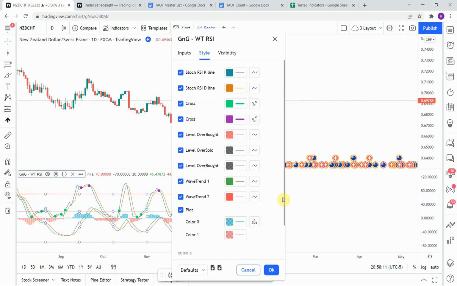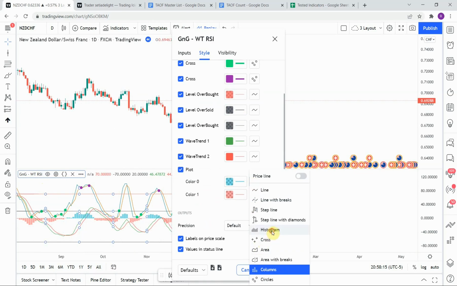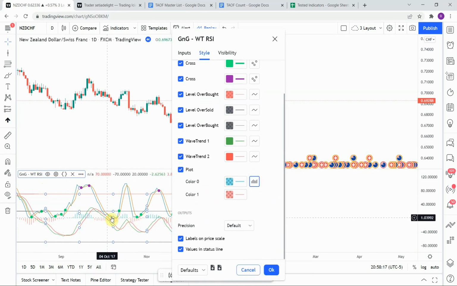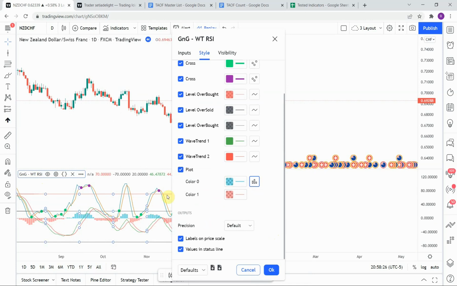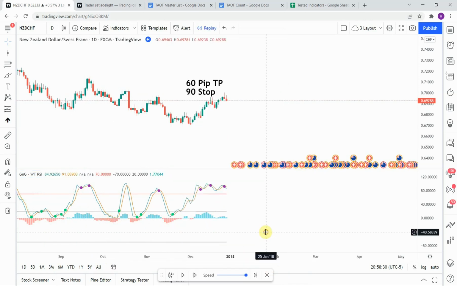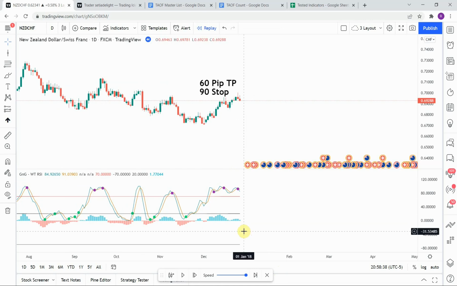And so what I'm going to do is make a slight modification to this. Originally the wave trend histogram was set to the histogram setting here. So I went in and changed it to columns so that it stands out a little bit more. And I'm going to turn off the wave trend lines because we have the histogram, which we can reference. That just cleans up the chart a little bit and makes it easier for our eye to see what's happening.